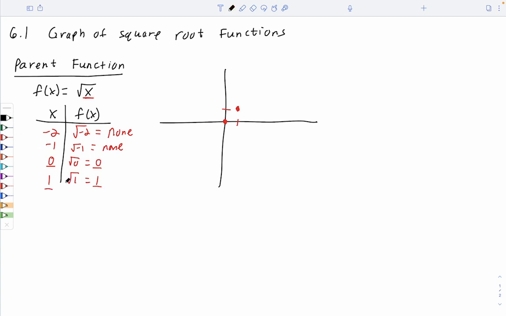Now, if I plug in an x value of 2, I'm going to get the square root of 2, which is a nasty decimal. So what I'm going to do is skip down to 4, because if I plug in 2 or 3, I'm going to get a nasty decimal. But if I plug in 4, then the square root of 4 would be 2. That's nice and easy to calculate and nice and easy to graph. So I'm just going to skip down to 4. So (4, 2) would be here.